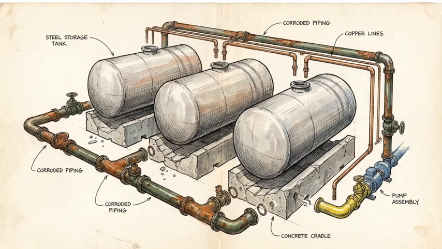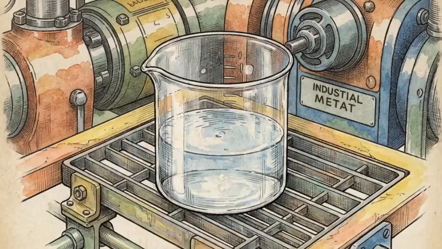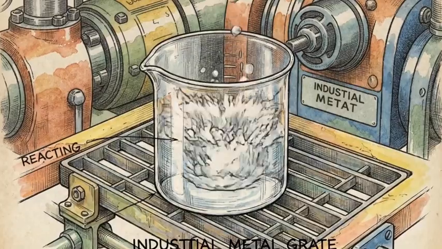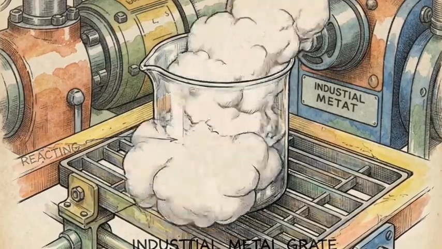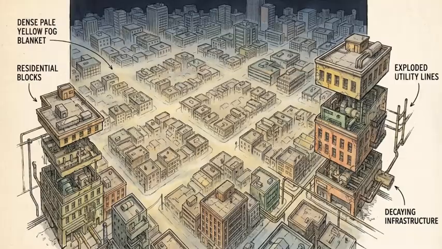Manufacturing 7 required the plant to store massive quantities of a precursor chemical known as methyl isocyanate, or MIC. MIC is a highly volatile compound. It reacts violently with water, generating intense heat and rapidly expanding into a gas. In December 1984, this specific chemical reaction occurred on a city-wide scale.